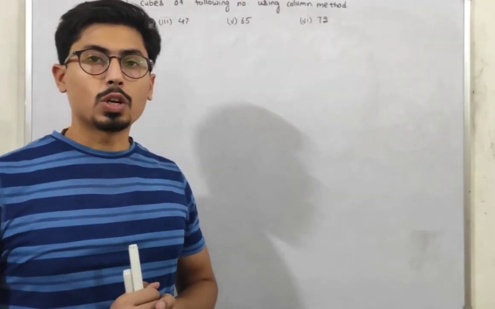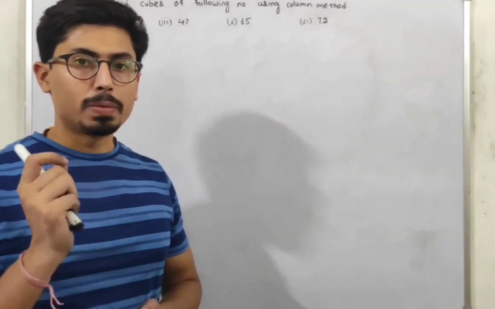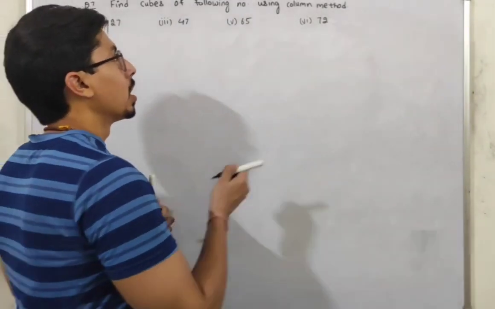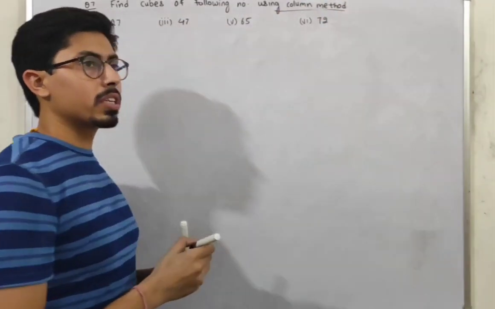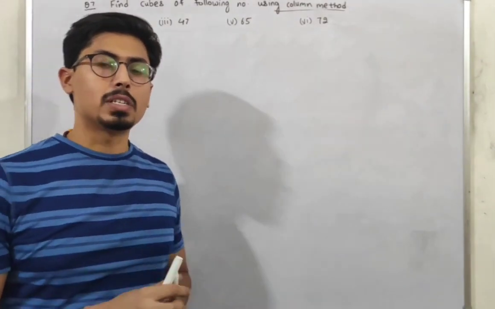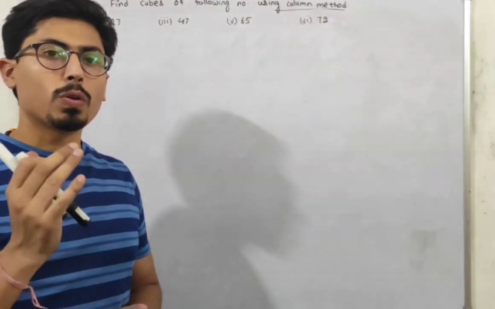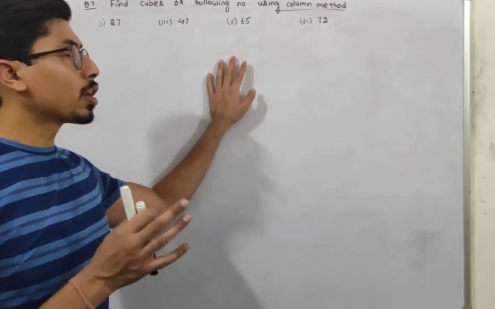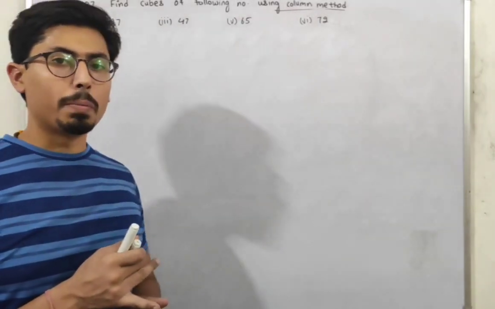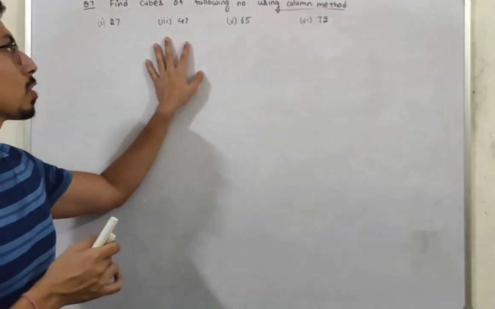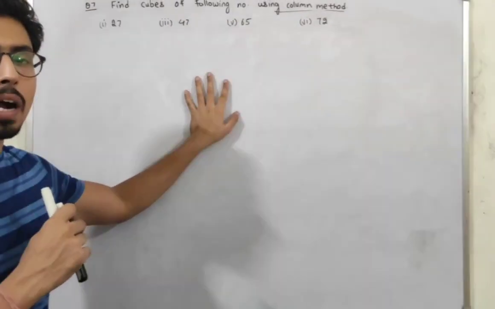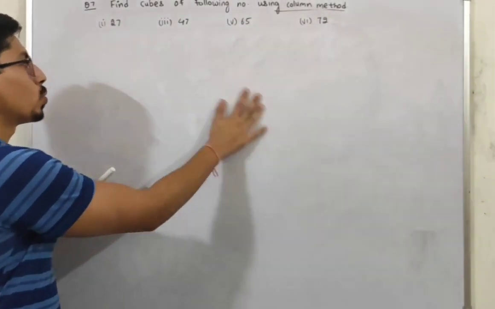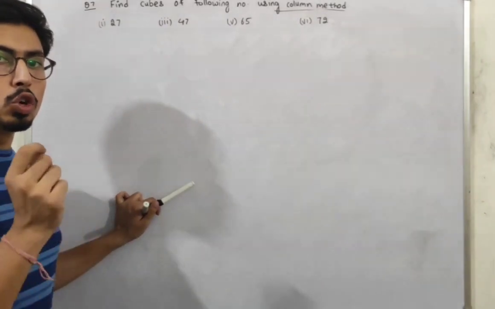So moving forward to our next question, question number 7, students. Find the cube of the following numbers using the column method. In our previous assignments we already discussed how to find the square using the column method. Similarly, we will find the cubes using the column method. In question number 7 we have 6 parts, out of which I am going to discuss 4 parts. The very first part is 27, so we have to find the cube of 27.